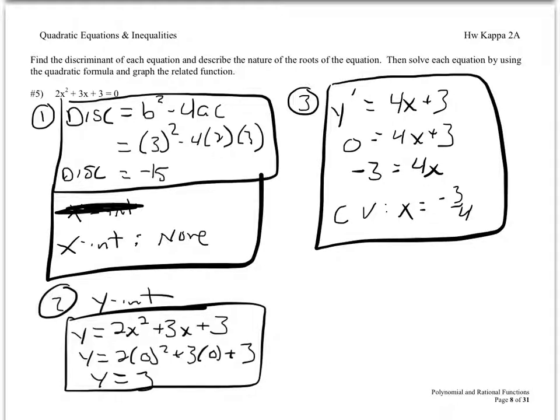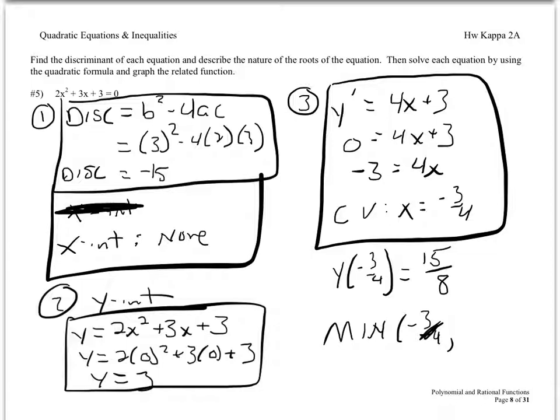Critical value is the x value of our minimum. To find the y value, we take this -3/4 and put it back into the related equation. Feel free to use your calculator to save us some time here, although you should be able to do it without a calculator, if I would ever ask you to do so. So we have a minimum at -3/4, 15/8. So now what's left to do is to graph this.